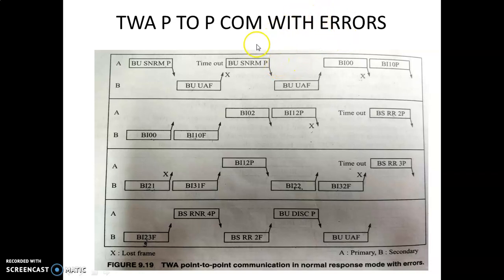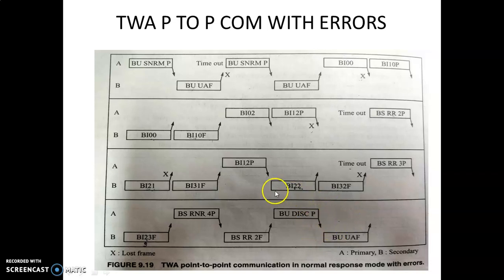It is the same thing. It is two-way alternate point-to-point communication in normal response mode, and the only extra thing is that it is with errors. The basic working principle remains the same. It has a link establishment phase, then a data transfer phase, and finally a link termination phase.